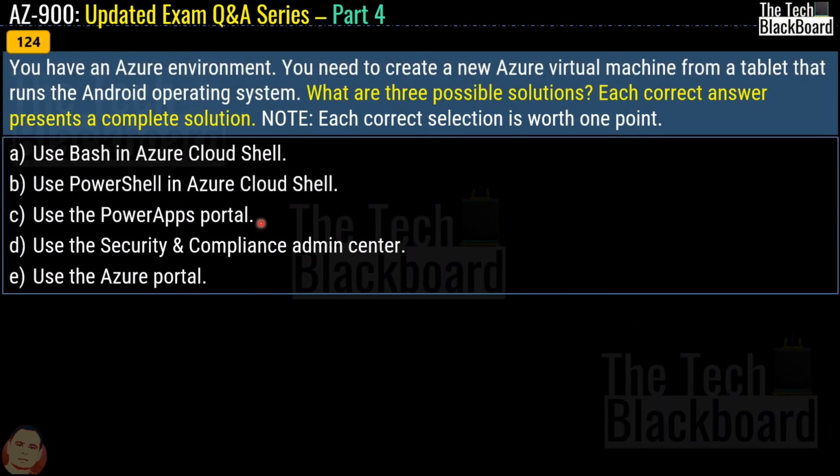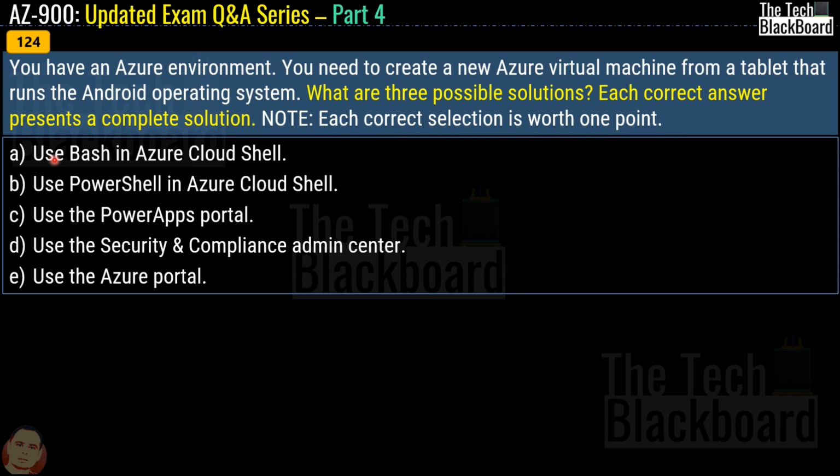And with that, let's jump to question number 124. It says that you have an Azure environment. You need to create an Azure virtual machine from a tablet that runs on Android operating system. What are three possible solutions? Each correct answer presents a complete solution. And please note that each correct selection is worth 1 point.